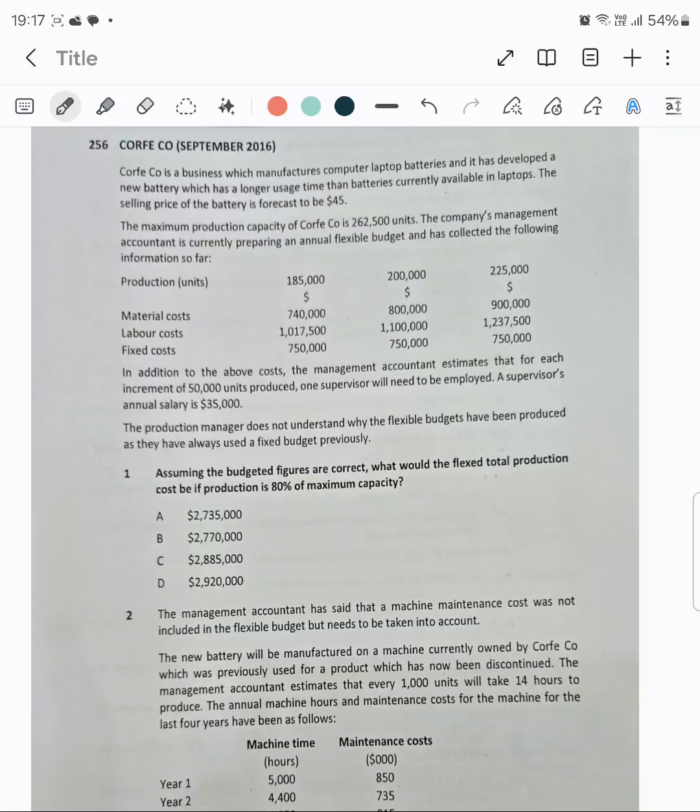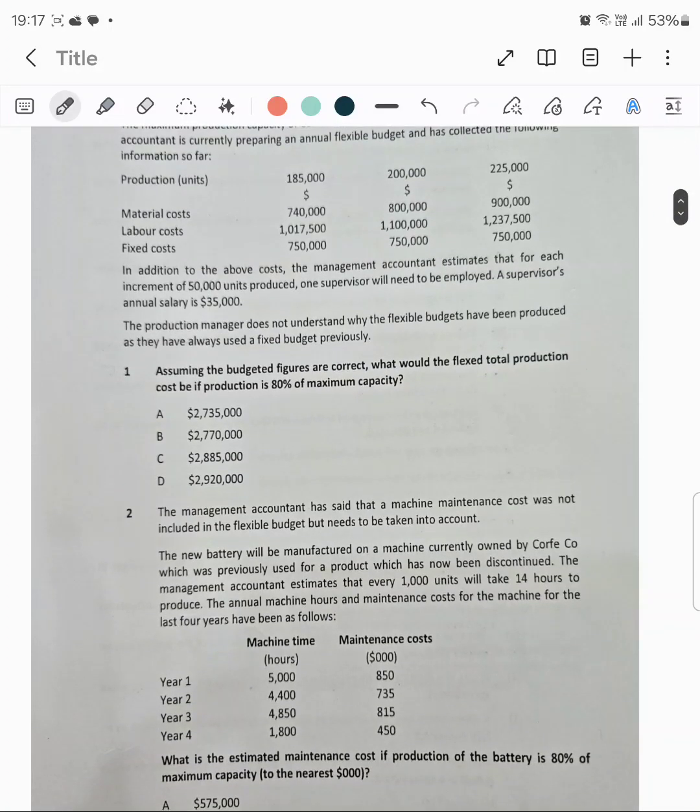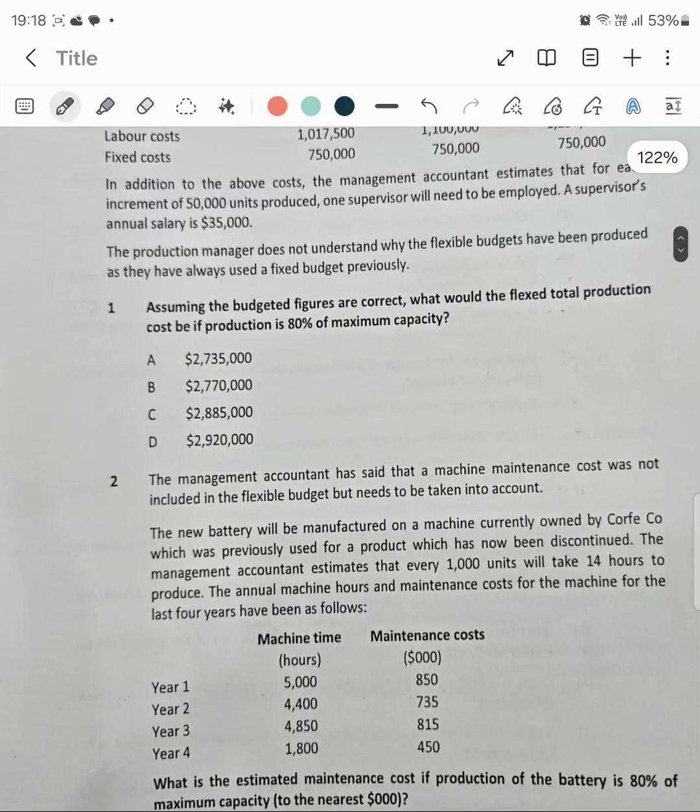and has collected the following information so far for producing 1,85,000 units and 2 lakh and 2 lakh 25 units. Material cost, labor cost and fixed cost are given. In addition to the above cost, the management accountant estimates that for each increment of 50,000 units produced, one supervisor will need to be employed, and a supervisor's annual salary is 35,000.